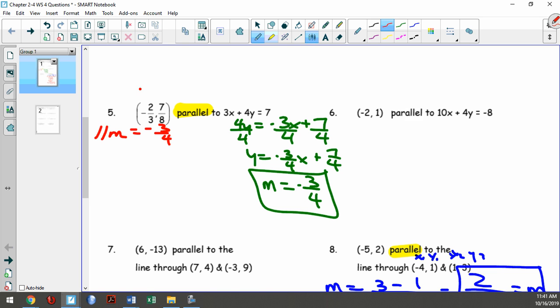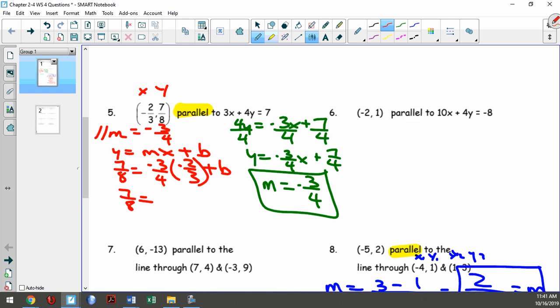So I'm going to have x and y. Y equals mx plus b. Y is 7/8. M is -3 over 4. X is -2/3 plus b. I'm going to marry the tops, and that's going to give me a positive. Actually, I'm going to cross reduce. Double negative creates a positive. The 3's cancel out. And what does 2 over 4 reduce down to?